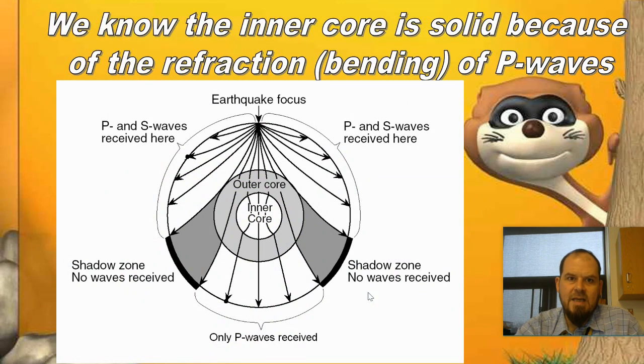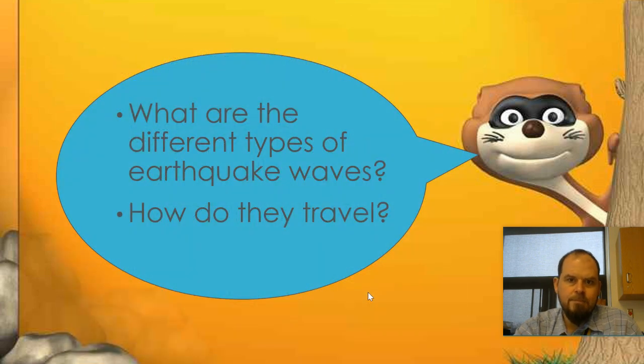We know the inner core is solid because of the refraction or bending of the P waves. So there's no actual place to put that. So this is where I would, on the left-hand side, where you have a little bit more room to write, a little note. We know the inner core is solid because of the refraction or bending of the P waves. We have enough room for that on the side left margin.